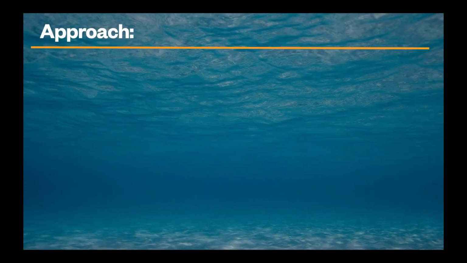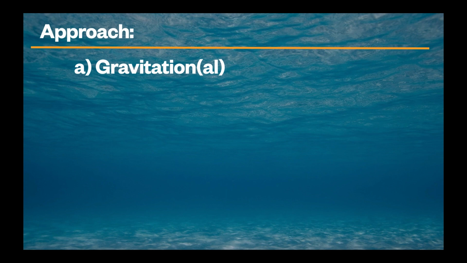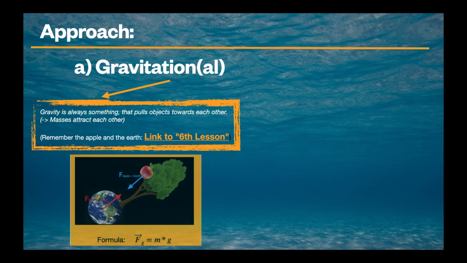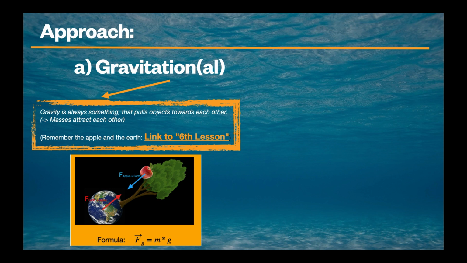So what do we got? First, we got the gravitation. And gravity is always something that pulls objects towards each other. And this is because masses attract each other. If you don't remember that anymore, just click on the link in the presentation to refresh your knowledge about Newton's third law.